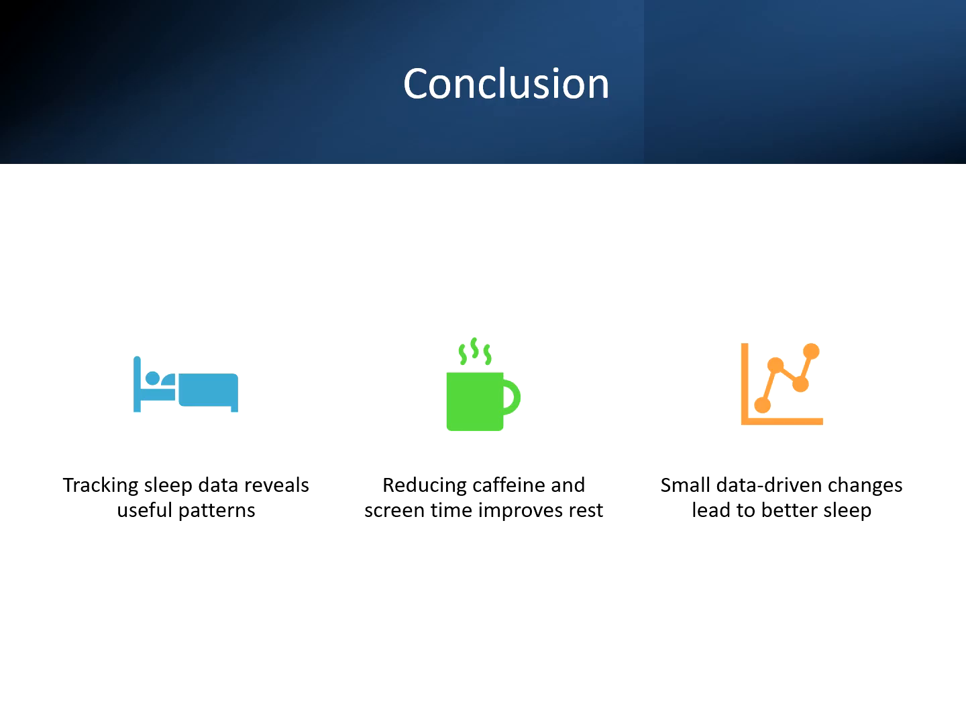Just a conclusion here. By tracking simple data points, you can identify habits that improve or harm your sleep. Small changes like reducing evening screen time and caffeine could have a big impact. Data empowers you to take control of your sleep rather than guessing.